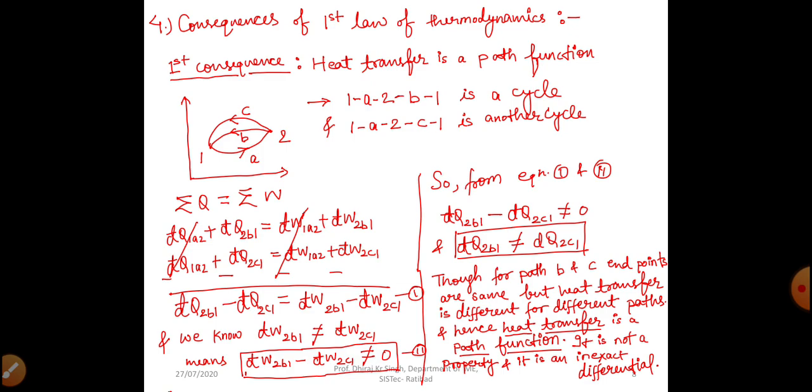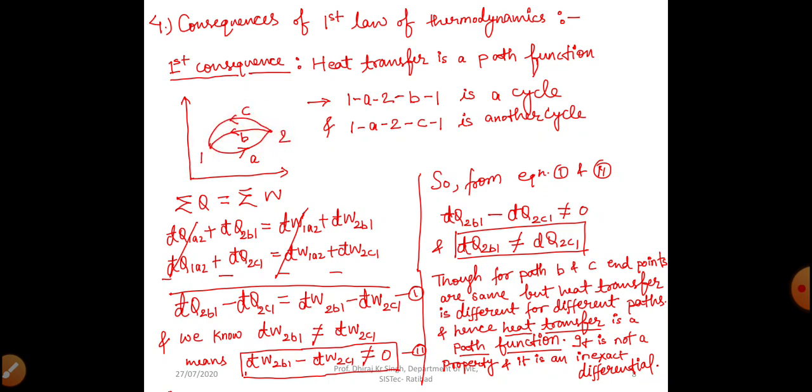How heat transfer is a path function, we will understand by this diagram and this equation. We can see here the process A is going from point 1 to 2, and processes B and C are going from point 2 to 1, right? So there are two cycles. The first cycle is 1A2B1, and the second cycle is 1A2C1, right?